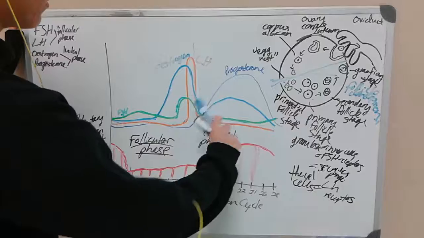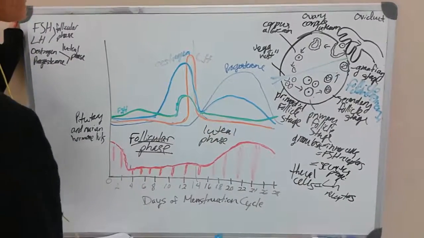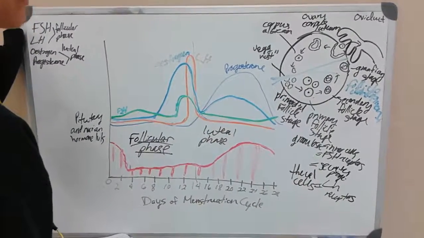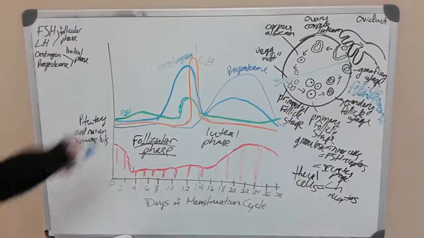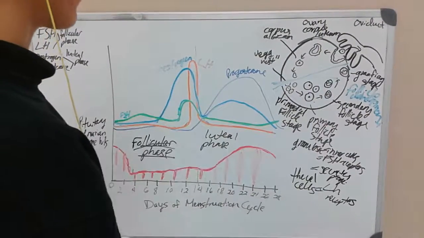Then you have an increased concentration of progesterone, and that occurs because of the corpus luteum. You also have an increase in estrogen.